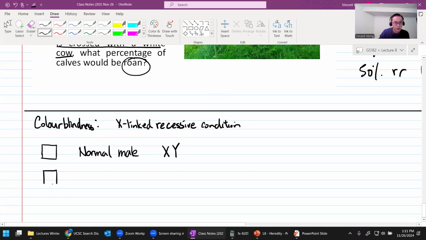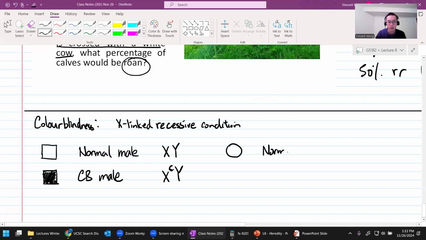Let's draw another male, but this time we're going to shade it in. So this would be a colorblind male. The genotype for a colorblind male would be X with the superscript C to indicate this is a colorblind gene on the X, and Y. Because males only have one X, if they inherit the colorblind X, they are going to be colorblind.